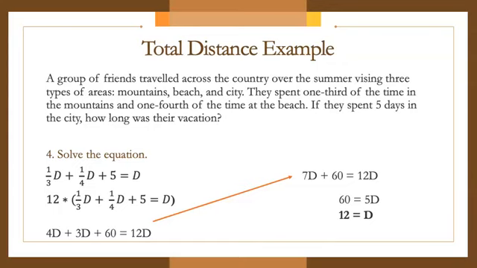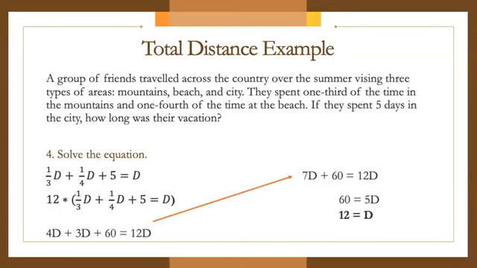Now, when working with fractions, it's often easiest to eliminate those fractions at the beginning. And we can do that by multiplying the entire equation through by the least common denominator from those fractions. So with the fractions of 1/3 and 1/4, the least common denominator would be 12. So we're going to multiply the whole equation by 12.